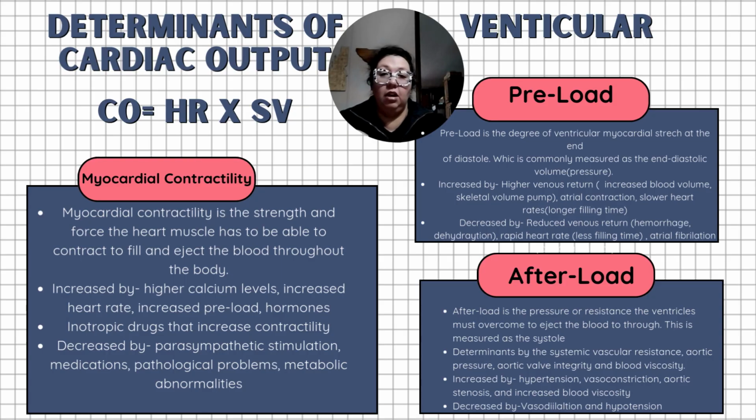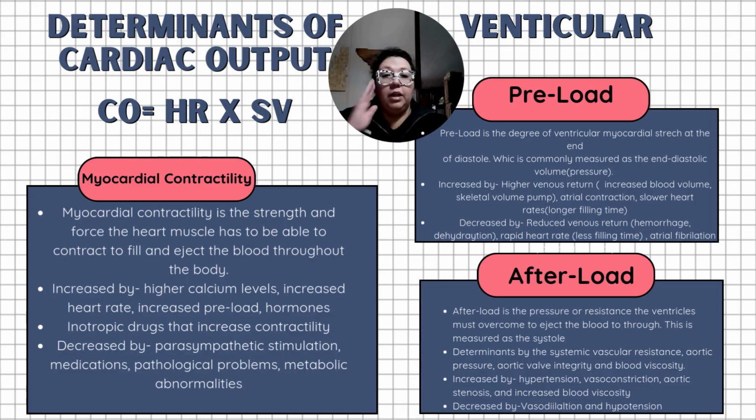Hypercapnia is just increased levels of CO2. So if there's a lot of CO2, the heart is going too fast or going too slow, and there's not enough gas exchange. So our CO2 is building up in our body, and then our heart is not functioning properly. And then electrolyte imbalances, such as hypercalcemia, increased levels of calcium.